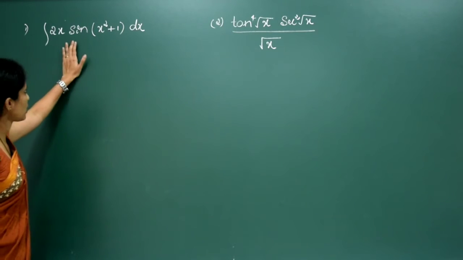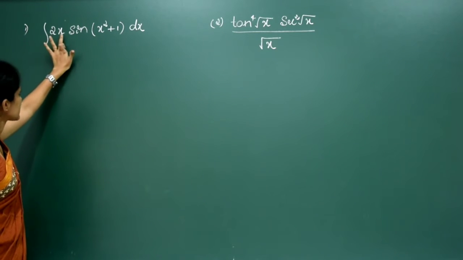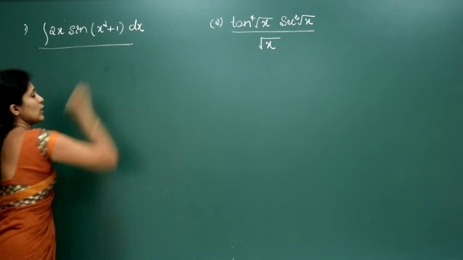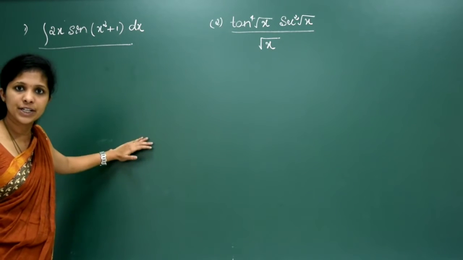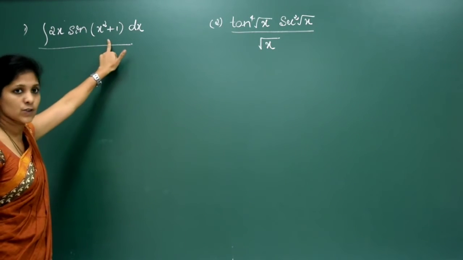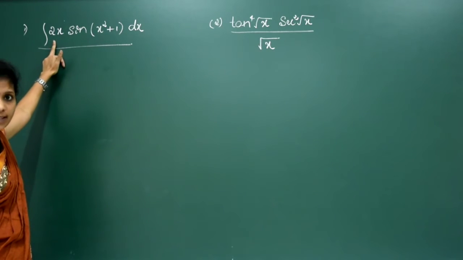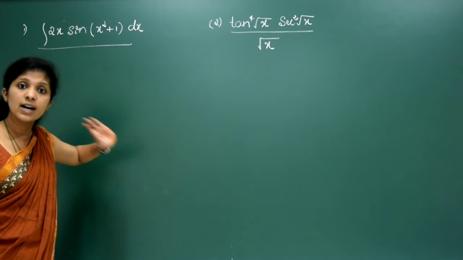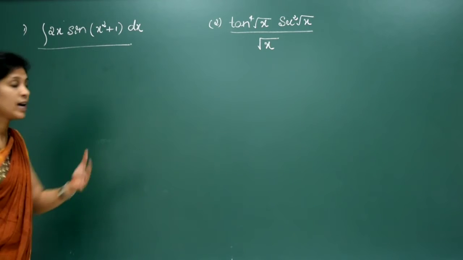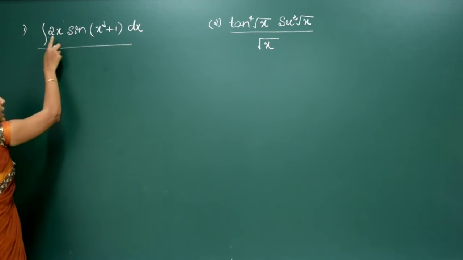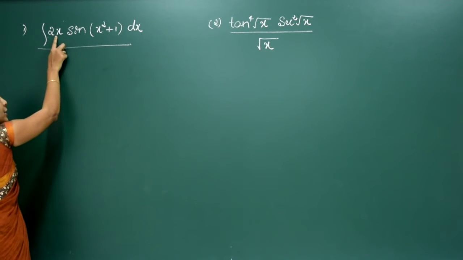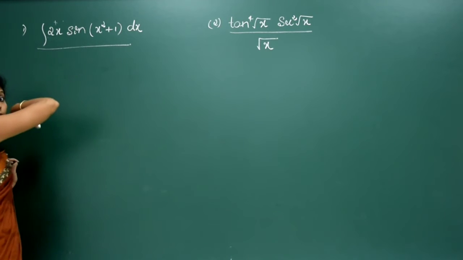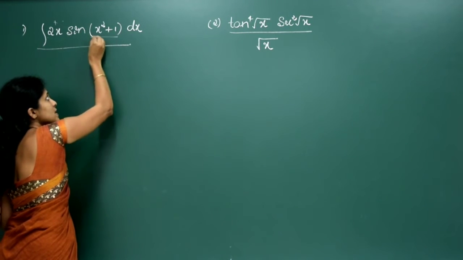Now look at this problem. Integration of 2x sin of (x square plus 1) dx. You need to find the integral of the given function. The direct method is not possible. Here sin of x square plus 1 is there, and again 2x is there, so directly we cannot integrate the given function. So we need to use the substitution method. Which substitution can we give? Can we give 2x? If I give the substitution as 2x, after the differentiation I will not get this one. So we can't give the substitution as 2x. We have to give the substitution as x square plus 1.